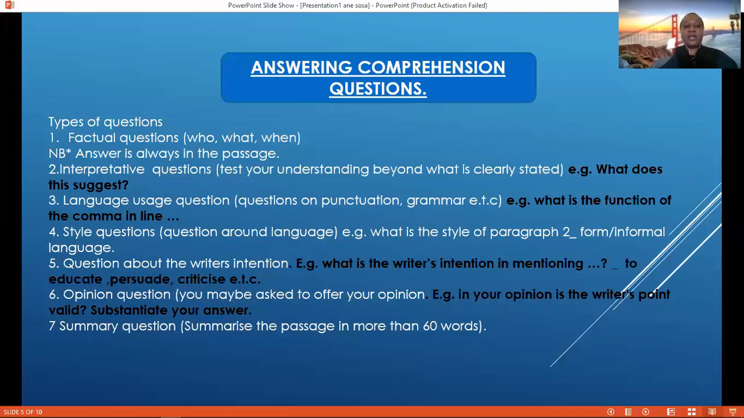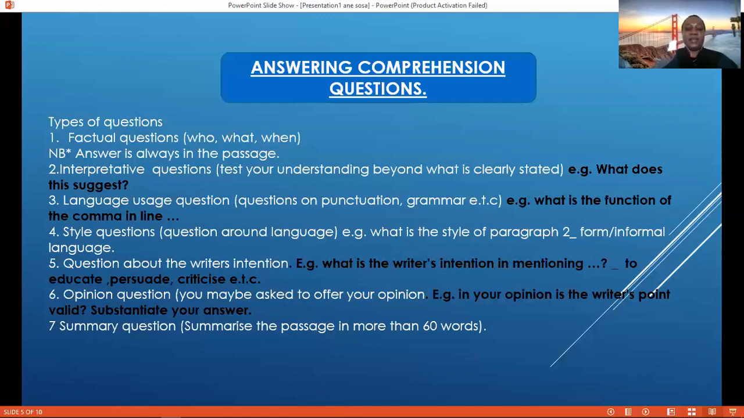Number two, interpretative questions. These test your understanding beyond what is clearly stated. For example, what does this suggest? It's an interpretative question because you look at the text and then you come to a conclusion as to what that suggests.